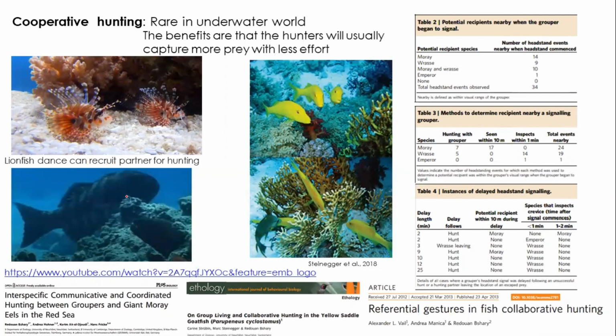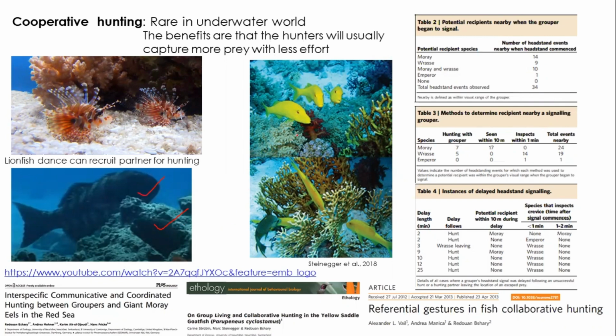The first one is groupers and eels. Groupers and eels, if I am not wrong, were the first to be found doing collaborative or cooperative hunting, right? I will show you a video again of how these two particular species hunt together. But before that, let us cover some more topics.